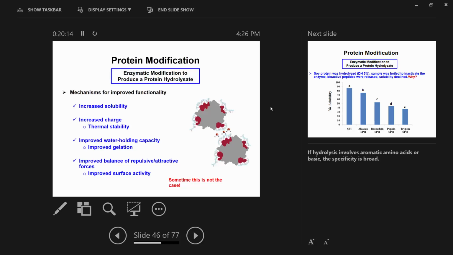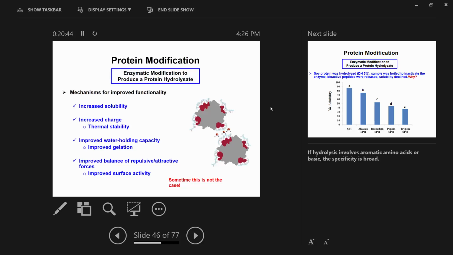But excessive hydrolysis will result in no gelation. So that's why it's very important that it's limited hydrolysis that will impart improved gelation. But again, this is unique to the type of peptides generated. If the peptides generated can promote gelation, then you would have enhanced gelation. So it really depends on the composition of the peptides generated.